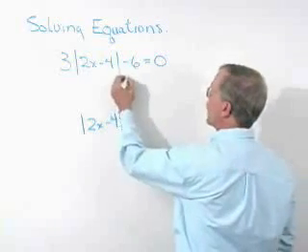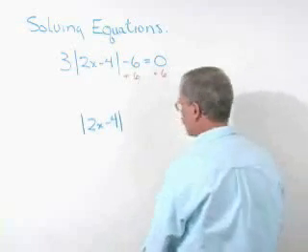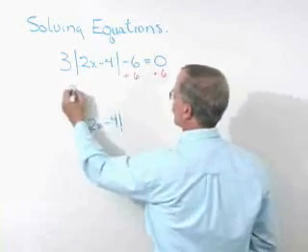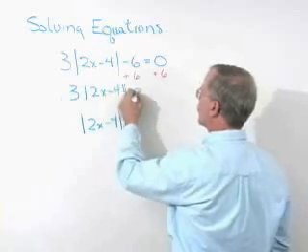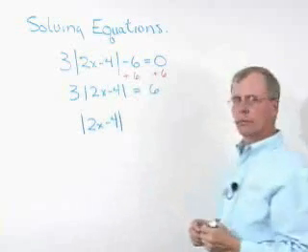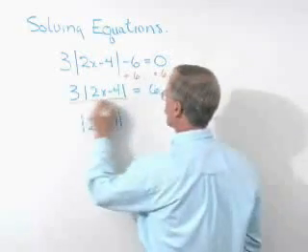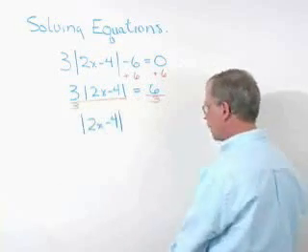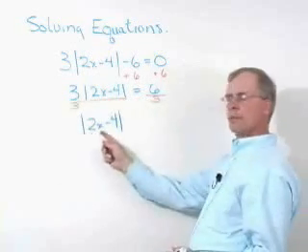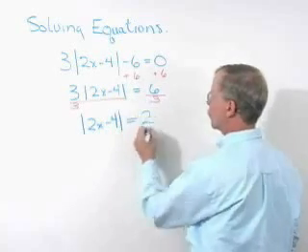So let's add 6 to both sides, giving us 3 times the absolute value of 2x minus 4 equals 6. And then we'll divide both sides by 3. And that will give us the absolute value of 2x minus 4 equals 2.